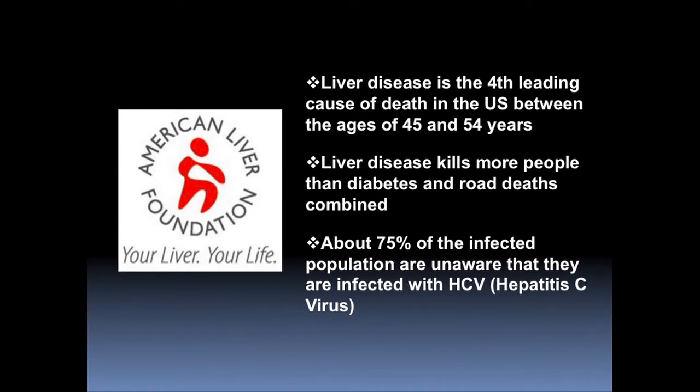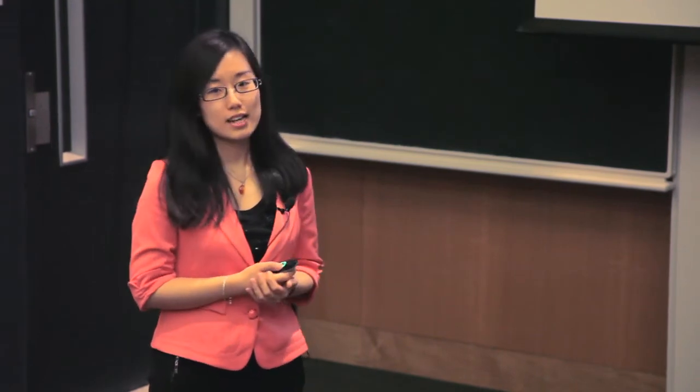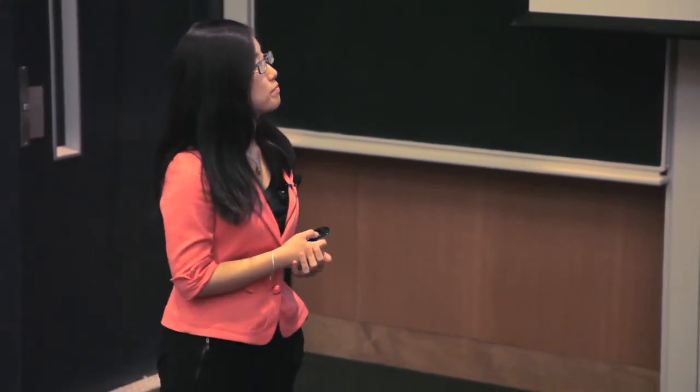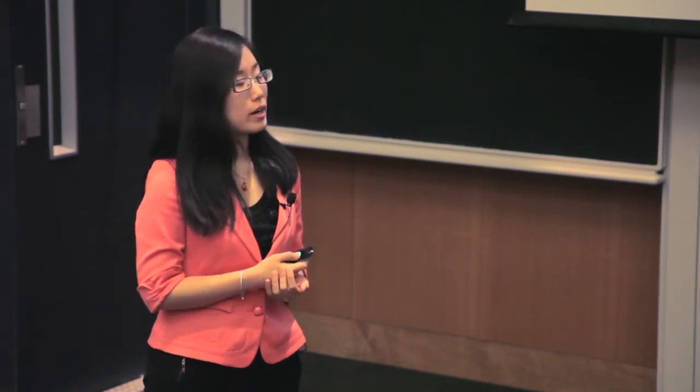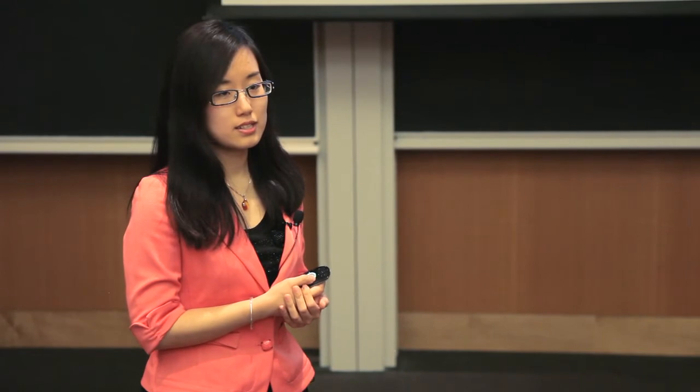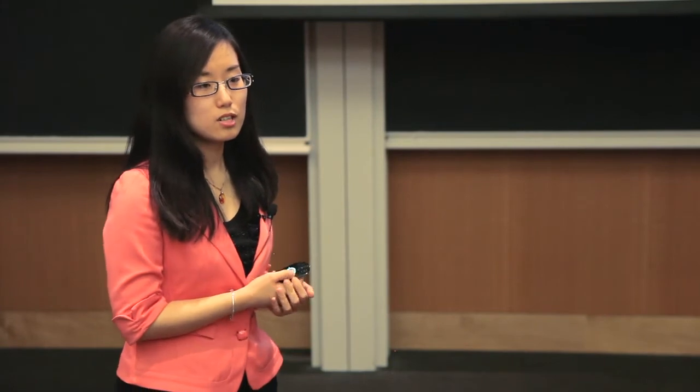A study by the American Liver Foundation shows that liver disease has become the fourth leading cause of death in the US among people aged 45 to 54 years old. And also, liver disease kills more people than diabetes and road deaths combined every year. However, 75% of people who are infected with hepatitis C virus are not aware that they have developed liver disease. So it's very important to find a way to diagnose liver disease at an early stage so that the patients can receive treatment earlier to extend their life.